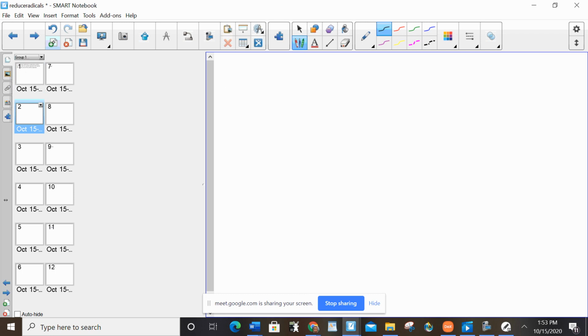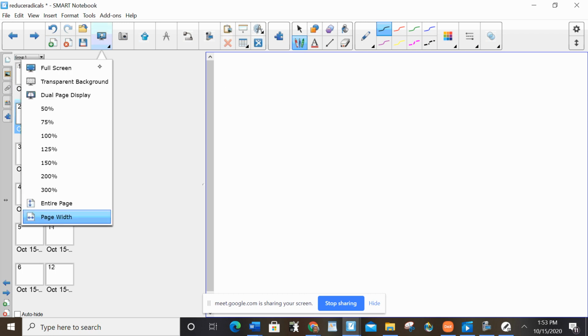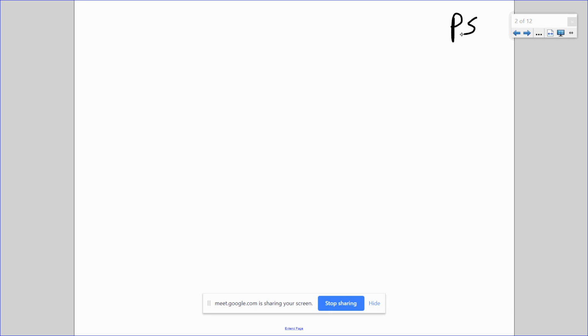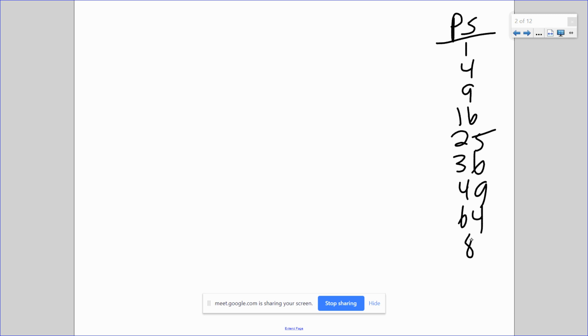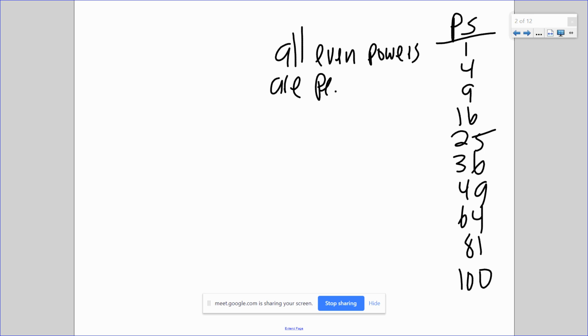So first off, we need to be familiar with our perfect squares. So perfect squares, we talked about already this year. It's the result you get when you multiply a number by itself. So I'm going to write out my first 10 integers. And then we also said that all even powers for variables, all even powers are perfect squares. So let's just focus on the integers for now.